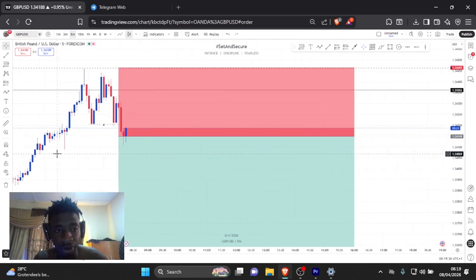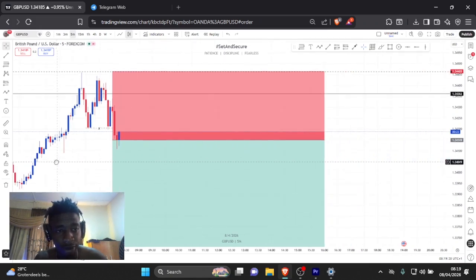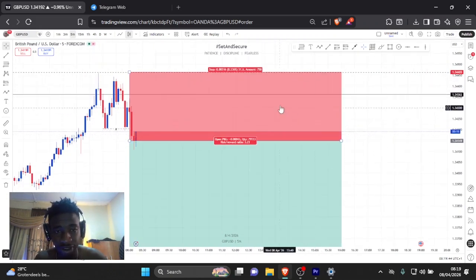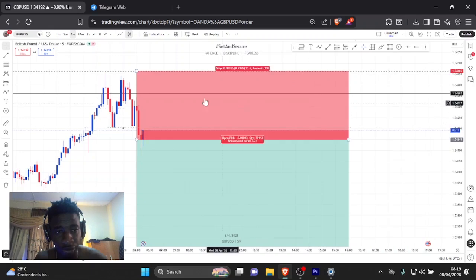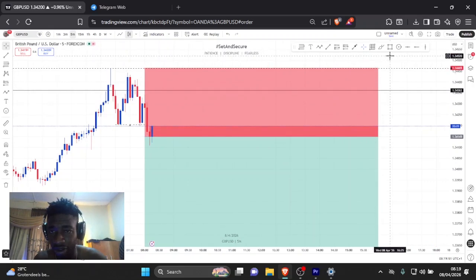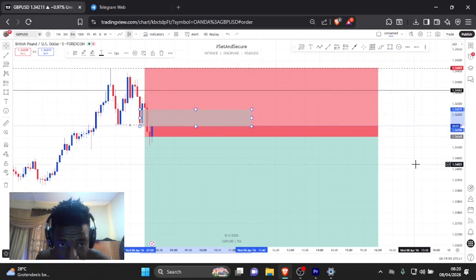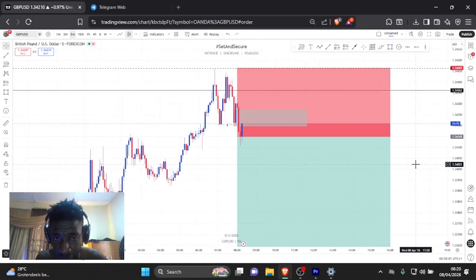Alright, so this is a good place. This is a good spot right there. So I think for the trade there's a fair value gap right there. You can see there's a fair value gap right there.